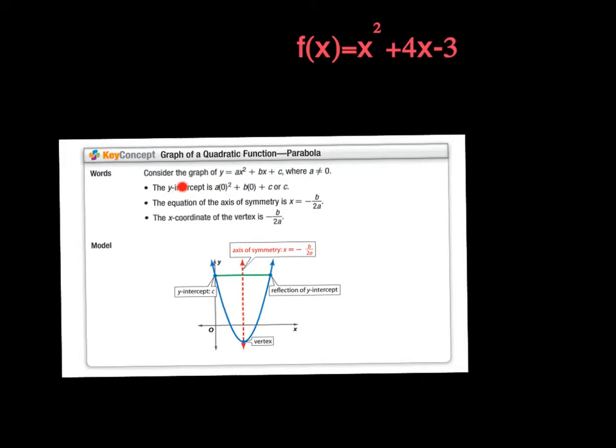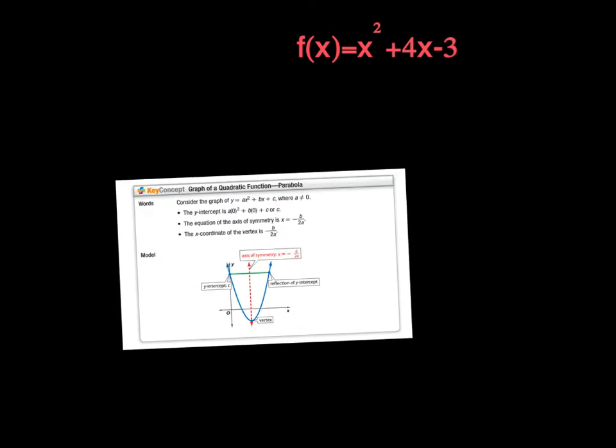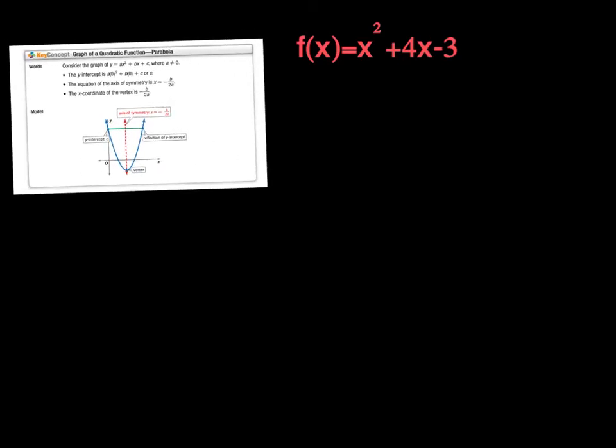In this example, I want to find all these pieces. I want to find what the y-intercept is. I want to find the equation of the axis of symmetry and what the x-coordinate of the vertex is. So the first thing that we want to do is figure out what our a, b, and c are, right?